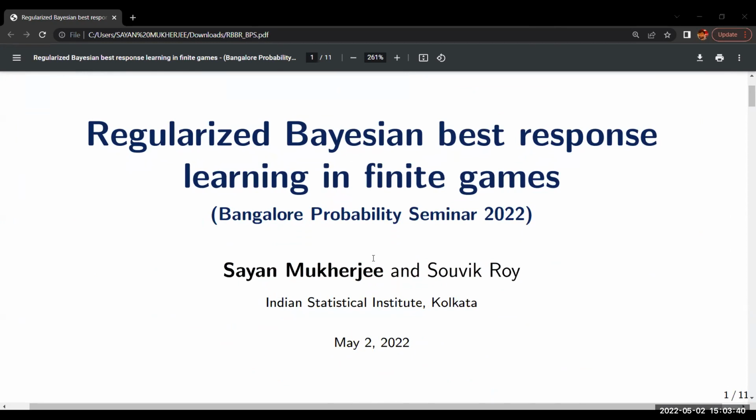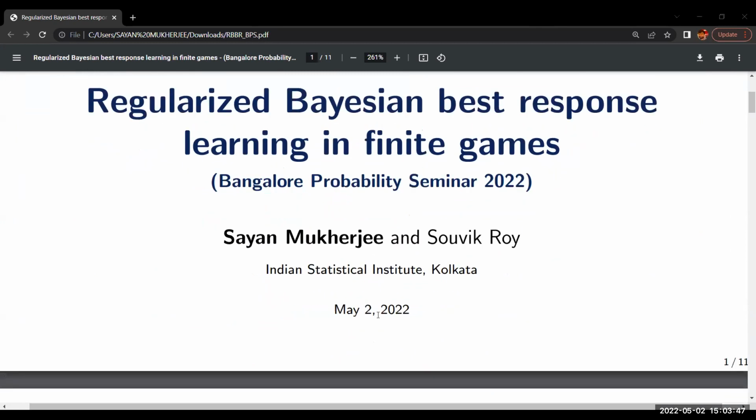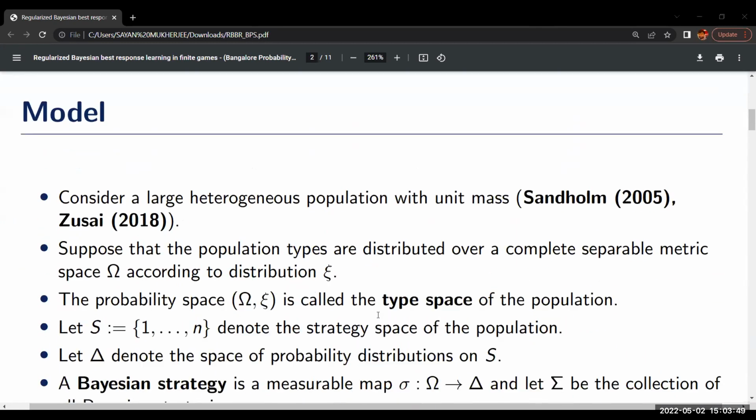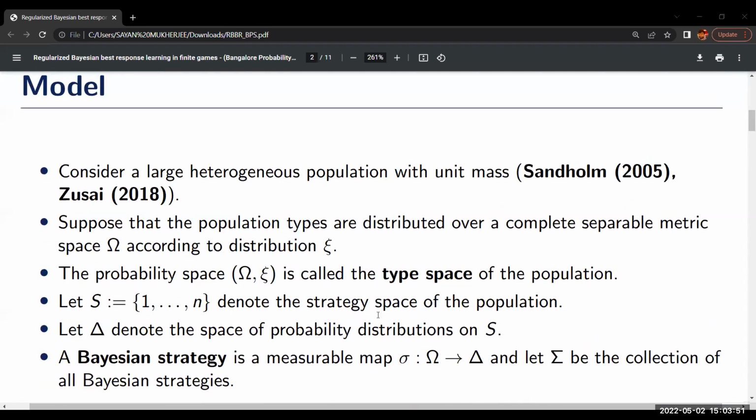So thanks to the organizers for giving me this opportunity. Today I will talk about regularized Bayesian best response learning in finite games, and this is joint work with my supervisor Sobhik Roy, who is also from ISI. So let me directly jump into the model.